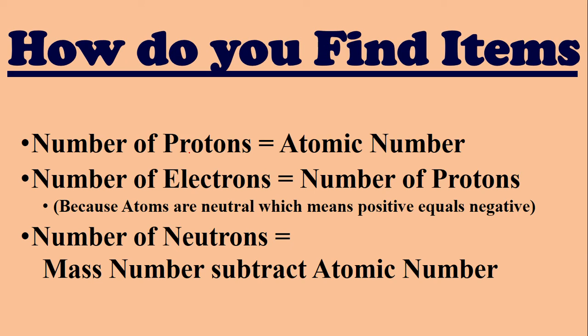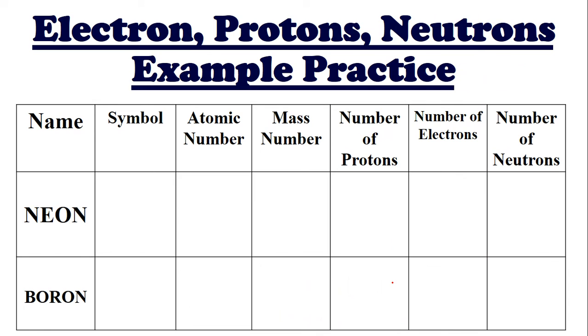The number of protons is the atomic number, and the number of electrons is whatever you write for protons. So the atomic number will be protons and electrons. This is because atoms are neutral, so positive must equal negative. To get neutrons, you're going to take your mass number that you've rounded, and you're going to subtract the atomic number from it. So let's see this in action. Hopefully you have your periodic table in front of you so we can do this.